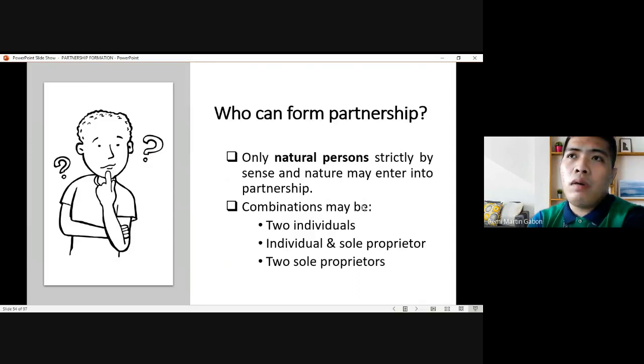The formation of natural persons could either be two individuals, meaning no business, normal individuals. It could either be an individual and a sole proprietor, meaning a specific individual is forming a partnership with a business person or a business owner. Then last is two sole proprietors, meaning two business owners are combining into one business, forming partnership.